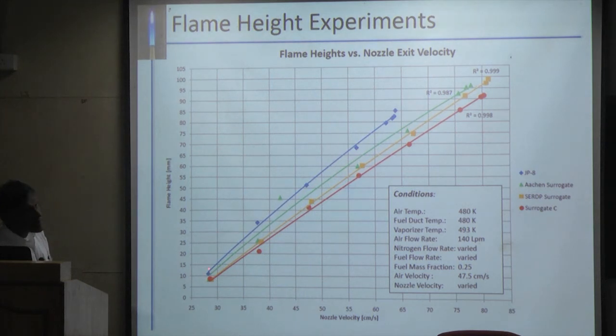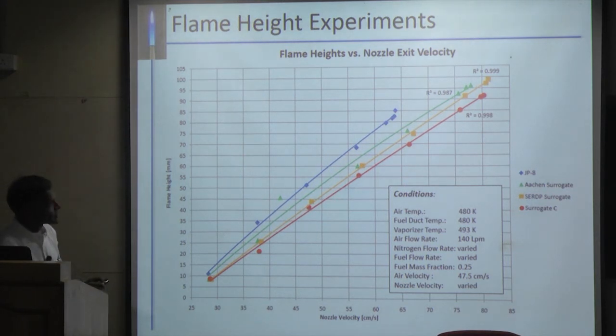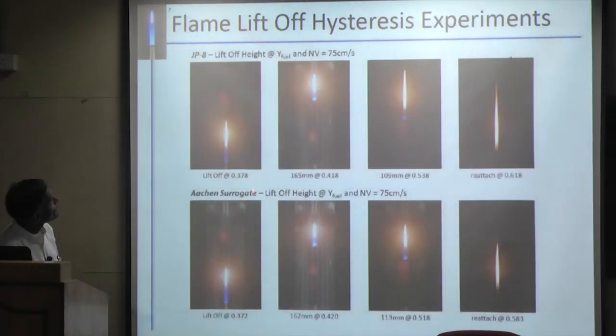So you can see that's the Aachen surrogate, and that's JP8, reasonably good. Okay, so for coflow flames, it does a good job. Now that's for liftoff heights for the Aachen surrogate. So the idea is you find out what flow rates it will lift off. You can see liftoff. So this is okay.